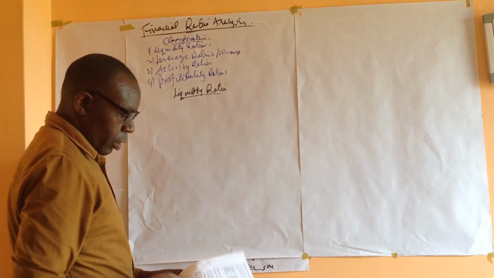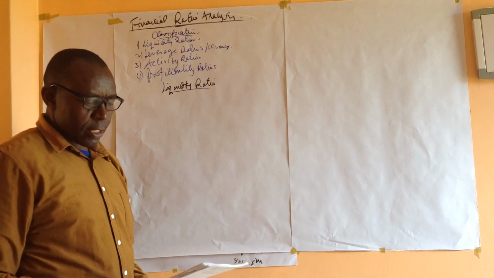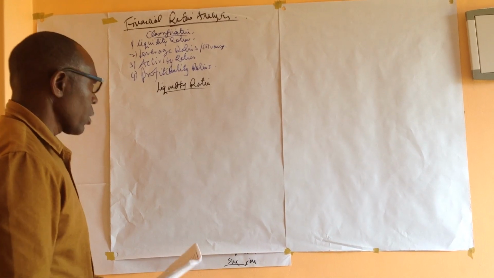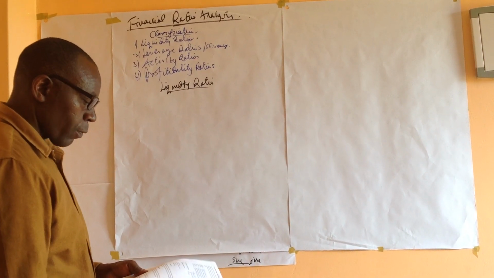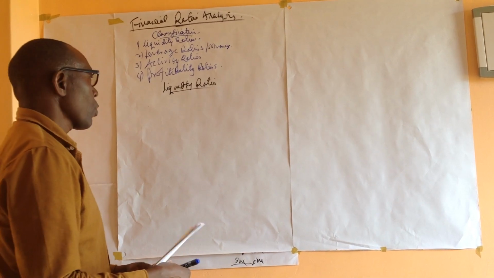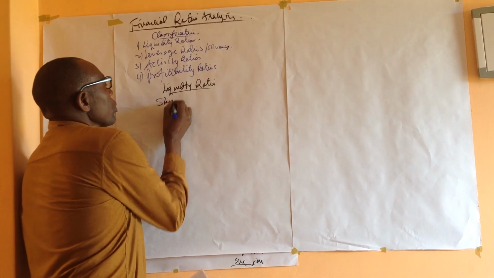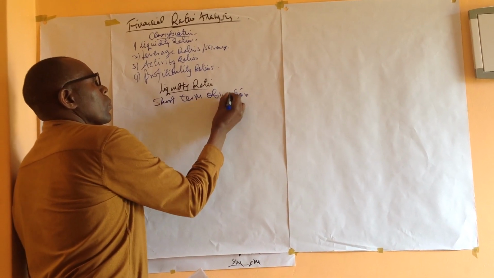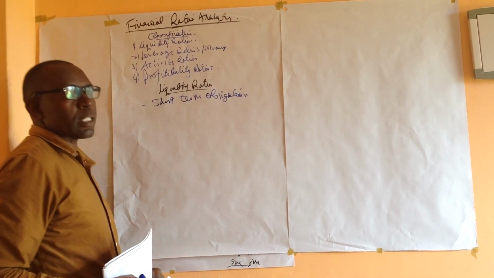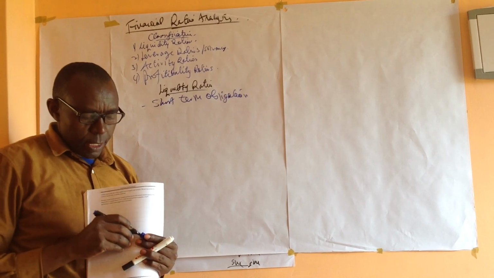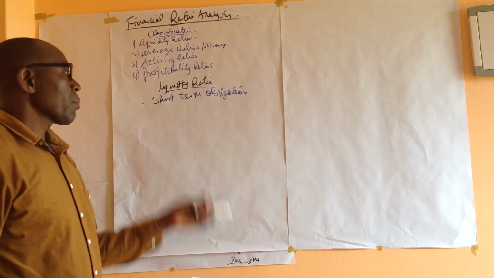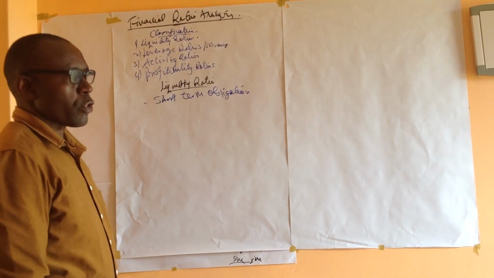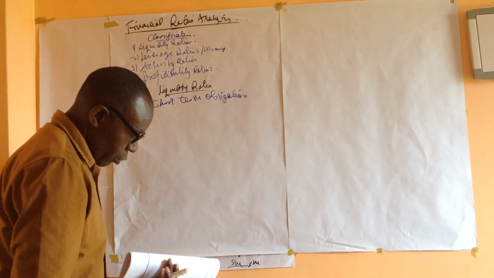Liquidity ratios measure the firm's ability to meet its short-term obligations. When we talk about short-term obligations, what are those? For example, paying the salaries, paying for the supplies, paying the creditors, paying maybe rent, all the revenue expenses. How is the firm able to meet these short-term obligations? That is what we recognize as the liquidity ratio.